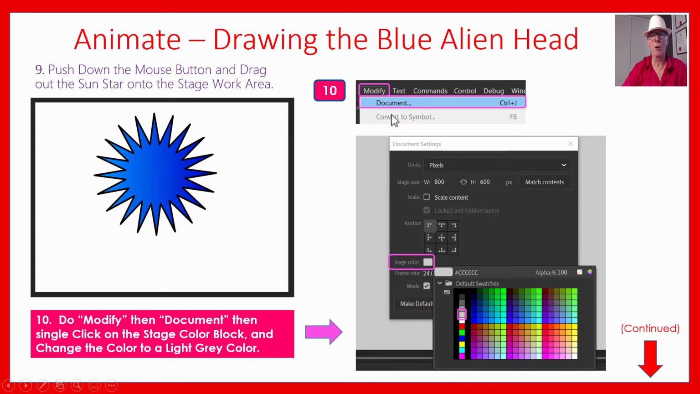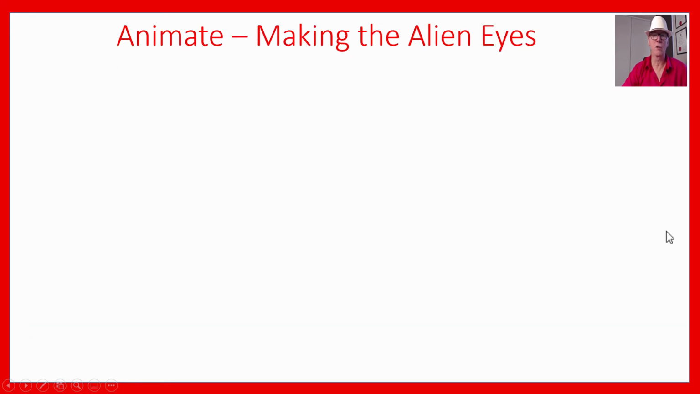Now up the top, go to modify document, and we're going to change our stage color just to a gray color. We're going to change it to this color because it'll just look easier to work on, and later on we're going to make some white eyeballs, so we want a grey colour, not pure white. So that's easily done. Modify document and stage colour here, just change that to a grey.